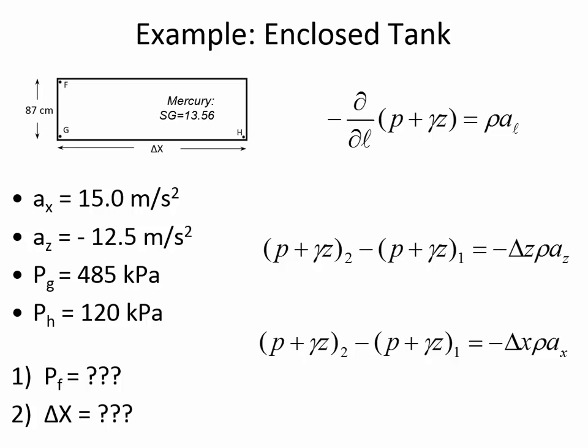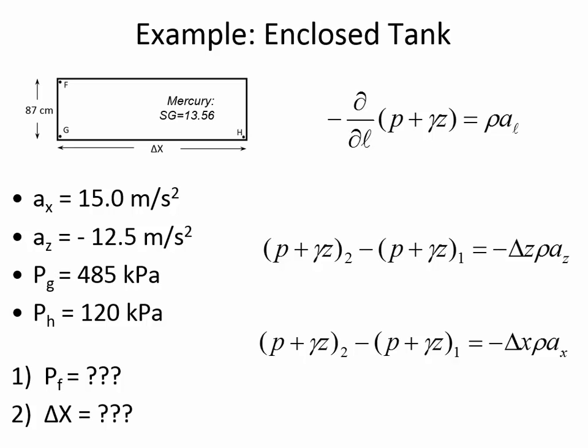What we don't know is this delta x. So you're going to apply Euler's equation in the x direction, and delta x will be our only unknown for the horizontal axis. And then for the vertical axis, we know the distance, so the 0.87 meters is what we'll use for the delta z, and we know the vertical acceleration. But what we don't know is what's the pressure at F.